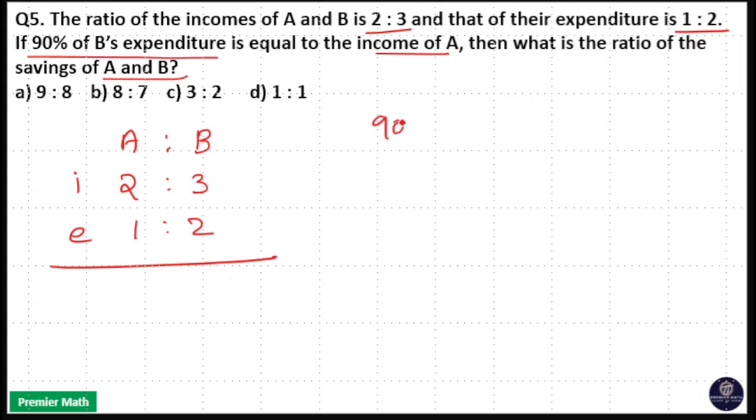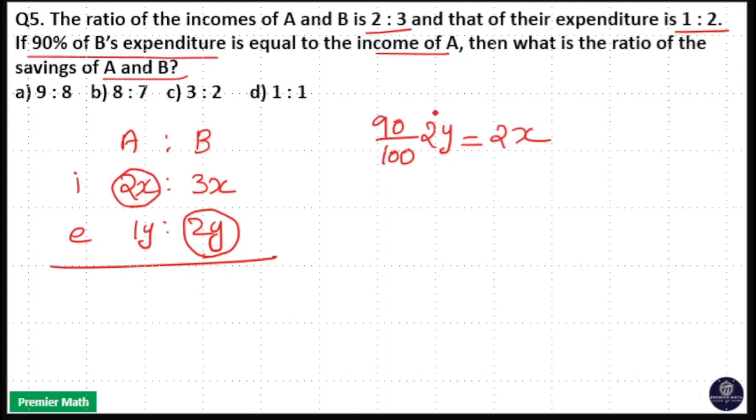90% of that is 90 by 100 of B's expenditure. What is B's expenditure? Here it is 2 ratio. That is I will take here 2x and 3x as income and 1y and 2y as expenditure. So 90% of B's expenditure is 2y is equal to income of A. What is income of A? Income of A is 2x. So I will cancel 2 and 2 here. 0 cancels out. That means x by y is equal to 9 by 10. So put the value of x is equal to 9 and y is equal to 10.